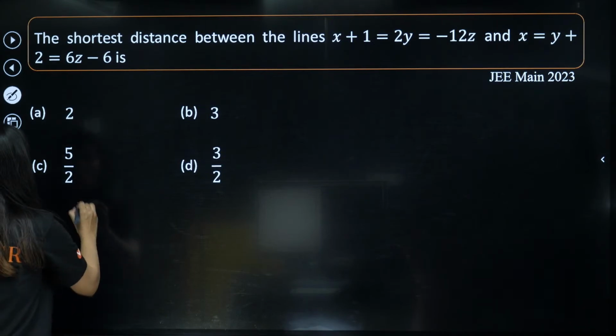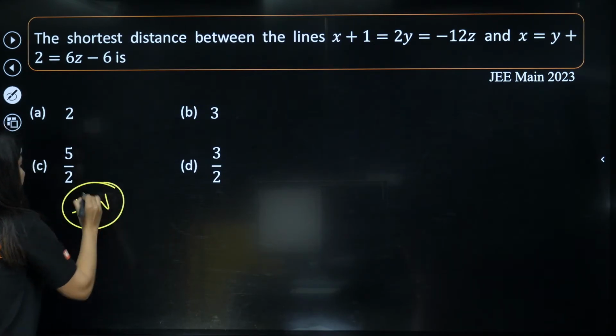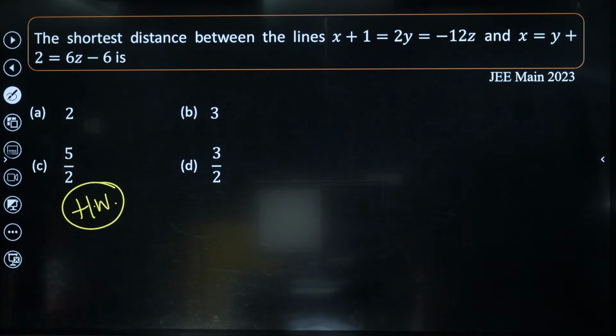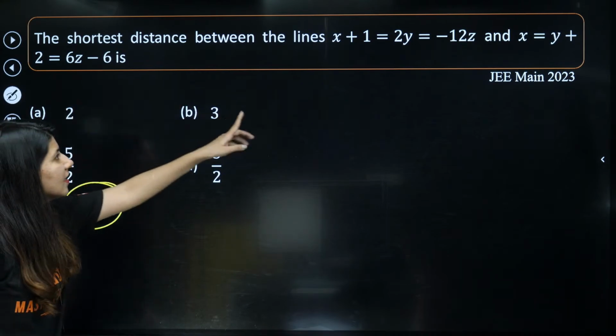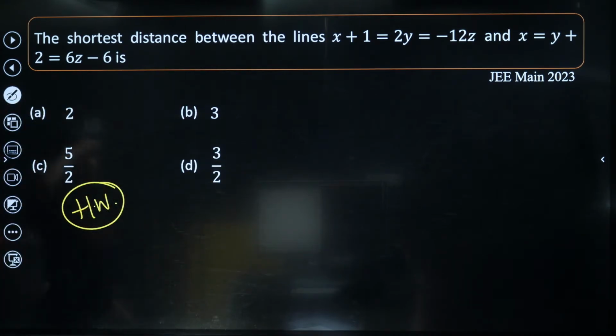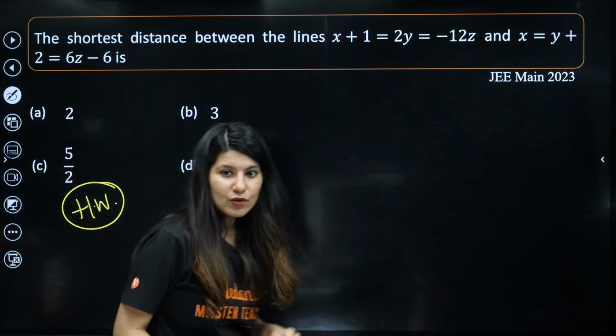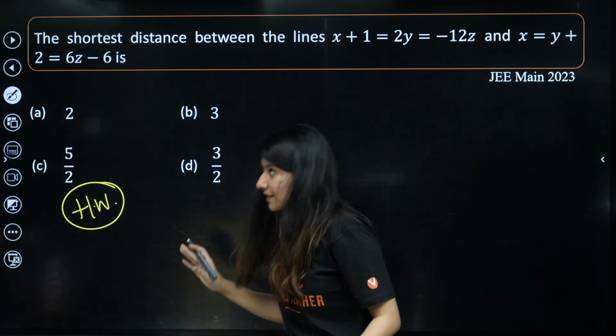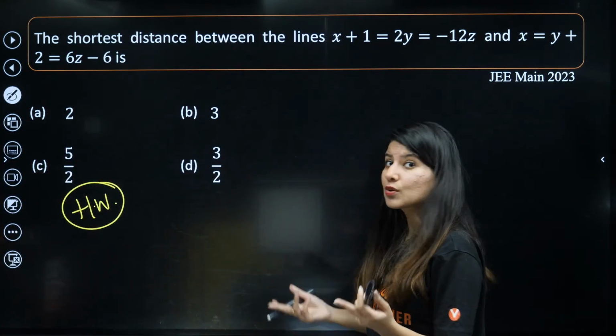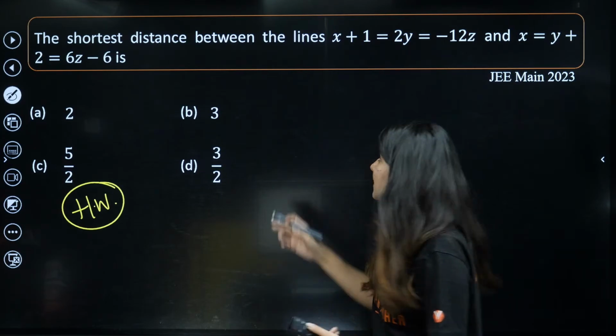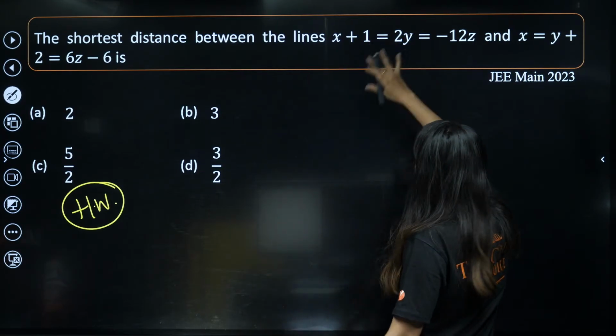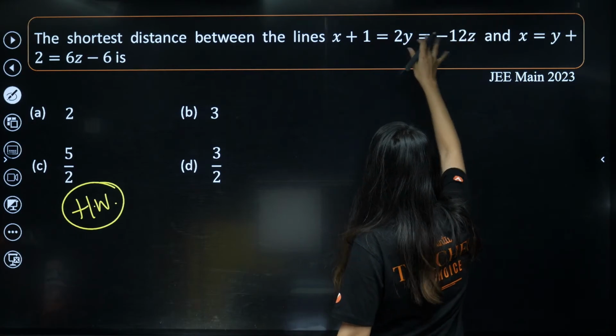So this is your homework question, guys. The shortest distance between the lines this and this is equal to. I'll give you a slight hint. For this same question, shortest distance between two skew lines, I already told the answer, right? So you need to actually convert this into standard form.